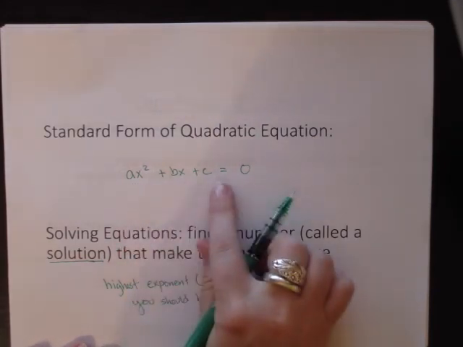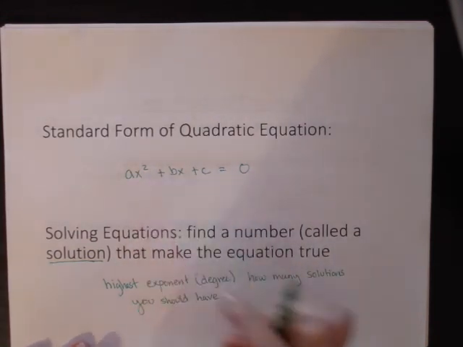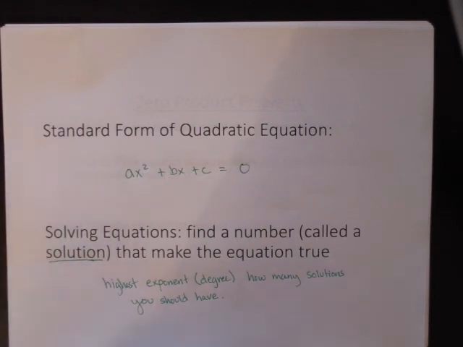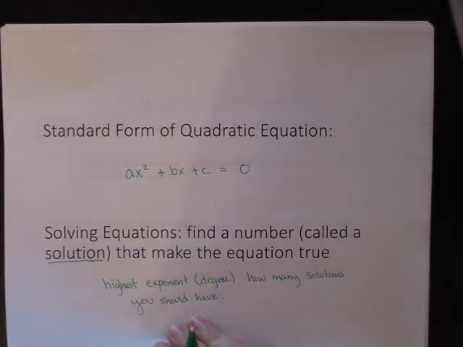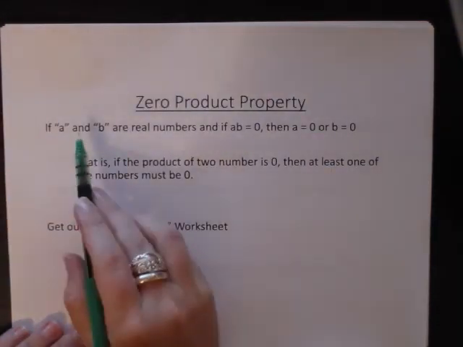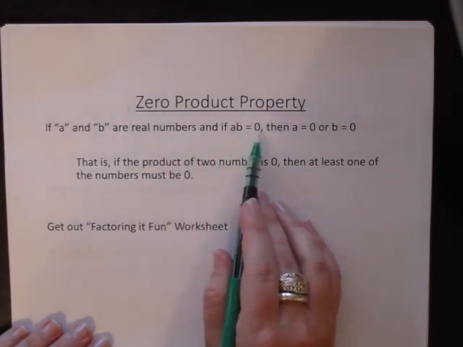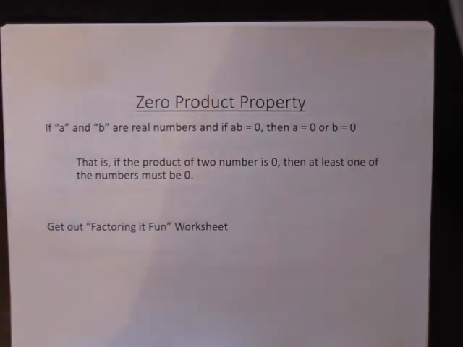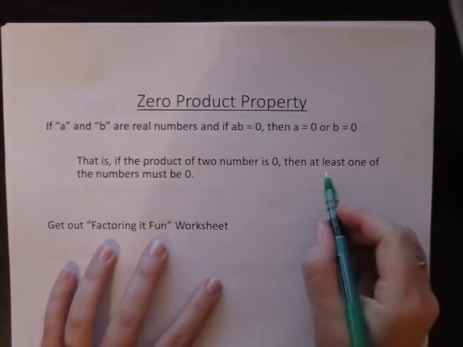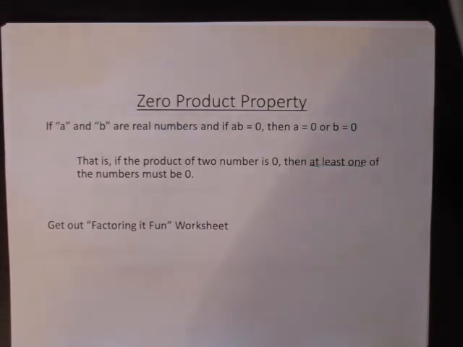Okay, so if I'm looking at this quadratic equation, my highest exponent is 2, so that means that I should have 2 solutions for this equation that we have up here. Sometimes you can have 3, 4, and so forth, but it's all based off of what your highest exponent is, or the degree. If a and b are real numbers, and if ab equals 0, then a equals 0 or b equals 0. Basically, if you multiply a times b and you get 0, then at least one of the numbers must be 0, because 0 times any number is going to give you 0.